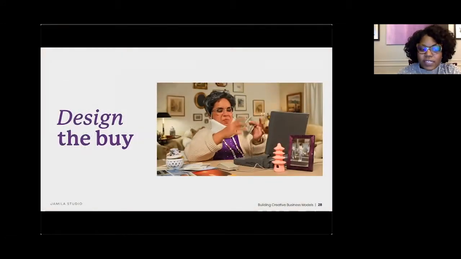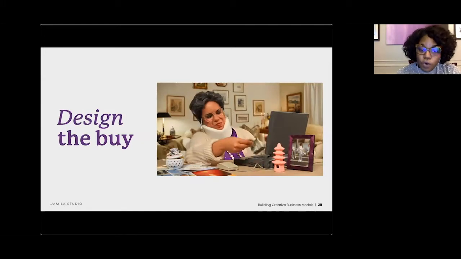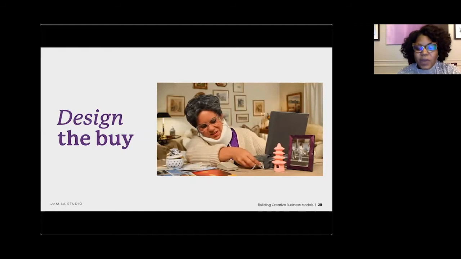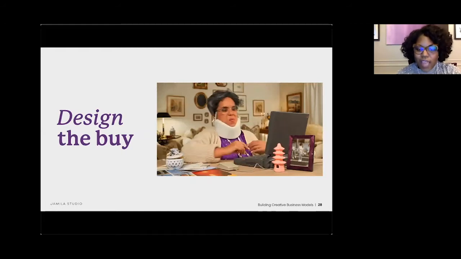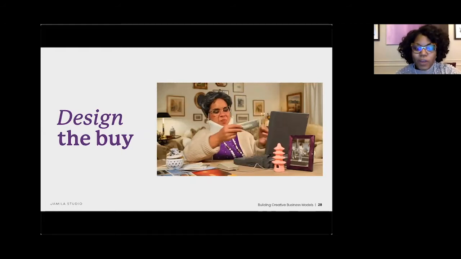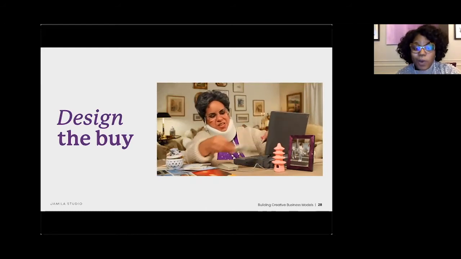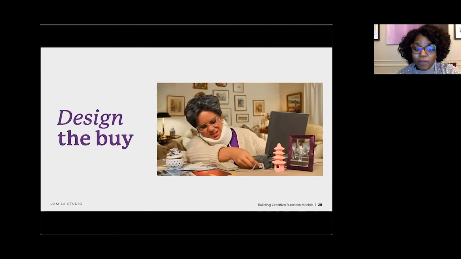So we've decided what our value is and who it's valuable to. We decided that we want to sell to the sold. So now it's time to design the buy. We want to make it easy once someone is convinced that they need what we have. We want to make it very easy for them to buy from us.